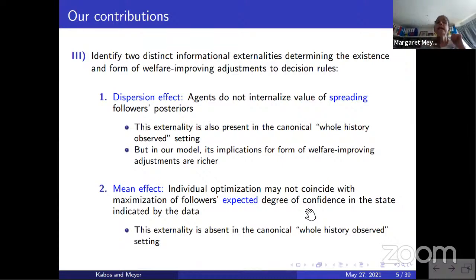The second information externality that we identify, we call the mean effect. And by this, we mean the fact that individual optimization may not coincide with maximization of followers' mean or expected degree of confidence in the state that's indicated by the data. And this externality is absent in the canonical whole history observed setting.